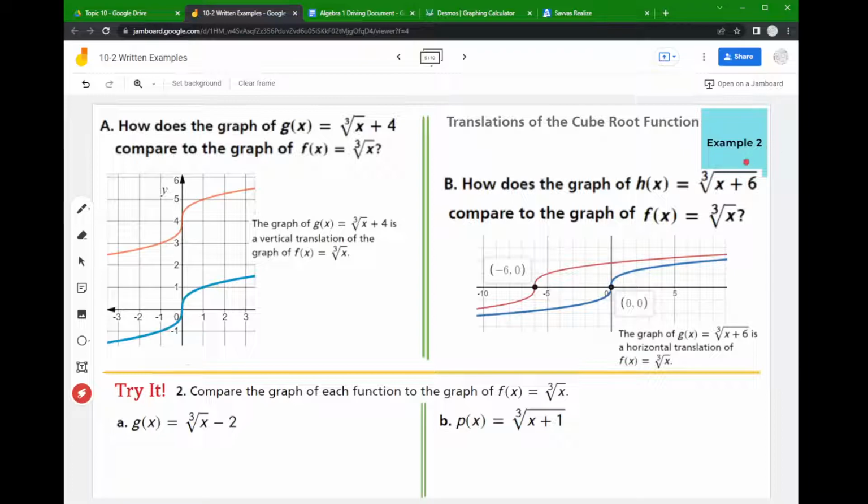In today's video, I'm covering example 2 from section 10-2 in the SavvasRealize Algebra 1 textbook. The goal of today's video is to describe the translations of the cube root function.